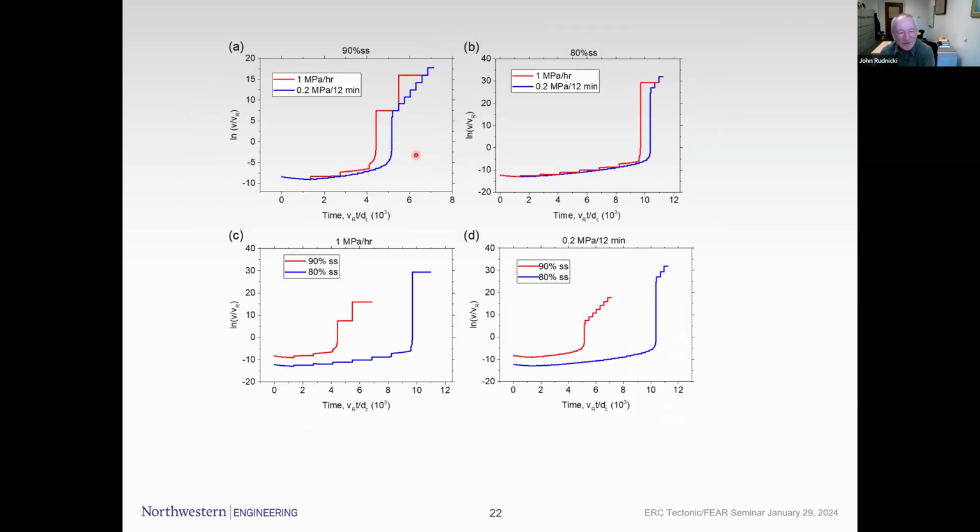And this compares the calculations for the four cases. The slower rate occurs later, as you'd expect. And the 80% level also occurs later, and that's consistent with the experiments, although I haven't shown them here.